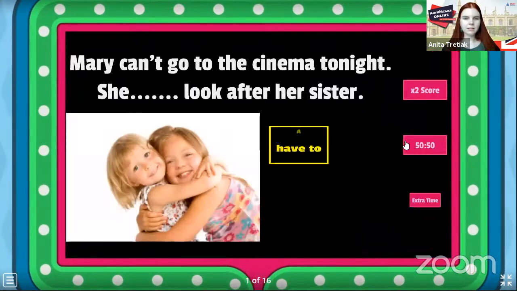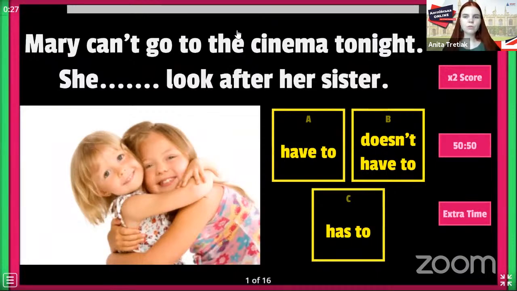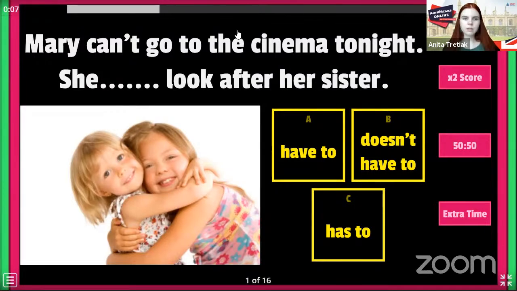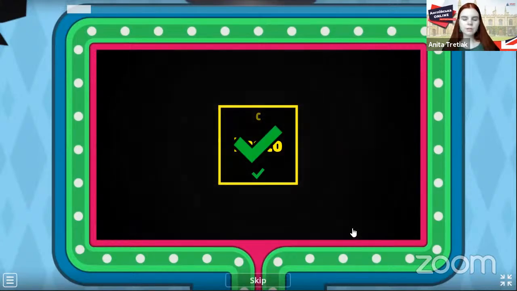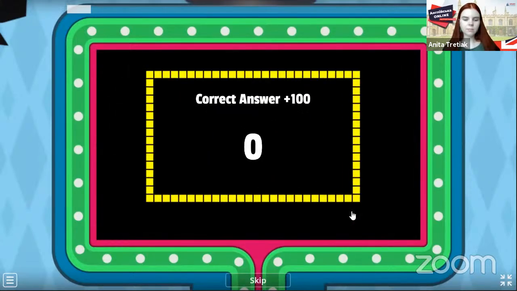Question 1. Mary can't go to the cinema tonight. She look after her sister. So guys, we choose have to, doesn't have to, or has to. But we don't have much time, so try to be really fast. Okay, and your answer is C. Okay, let's choose this. And has to is correct. Very good.